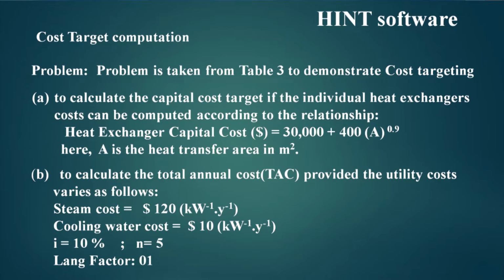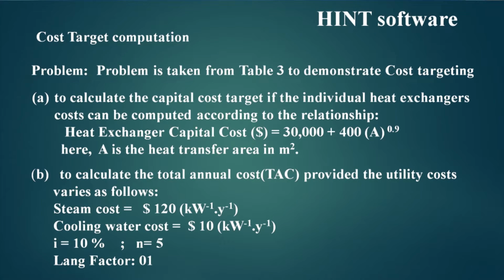Now, this is the cost data which we will feed to the program. A, to calculate the capital cost target, the individual heat exchanger cost can be computed according to a relationship. It gives you a relationship for the computation of capital cost, and that relationship is 30,000 plus 400 into area to the power 0.9, where A is the heat transfer area in meter square.